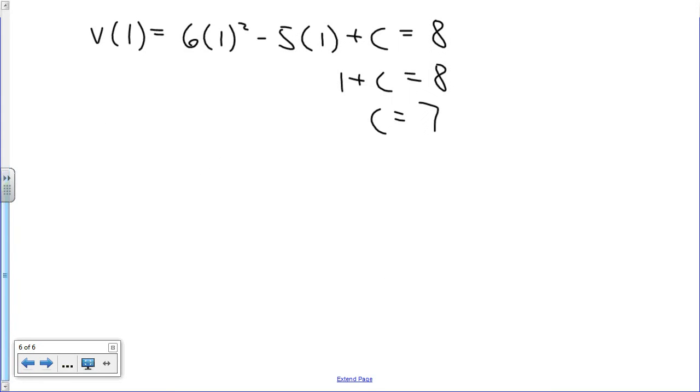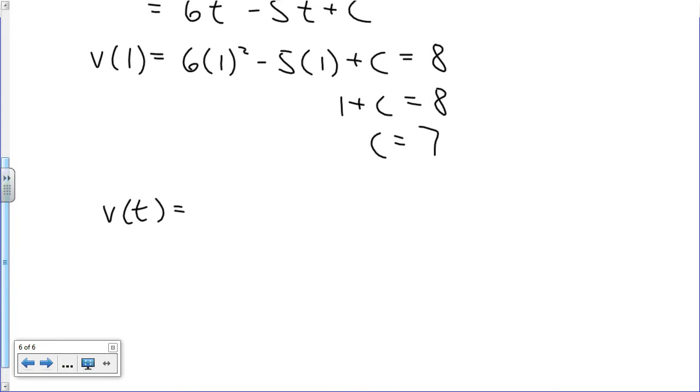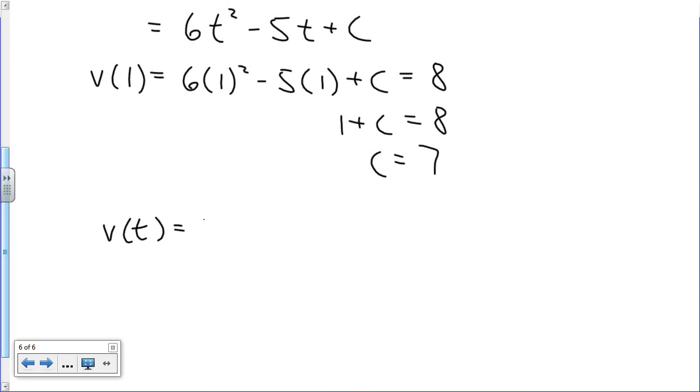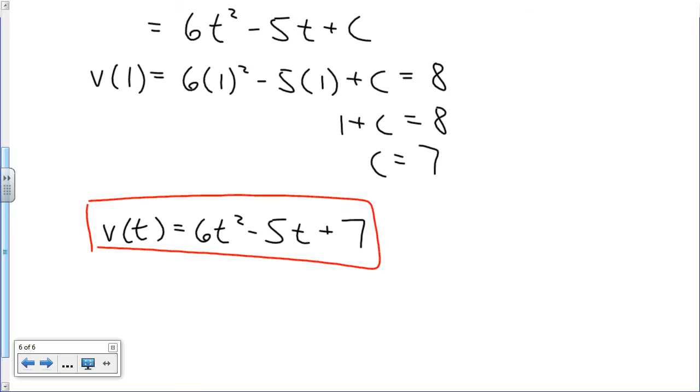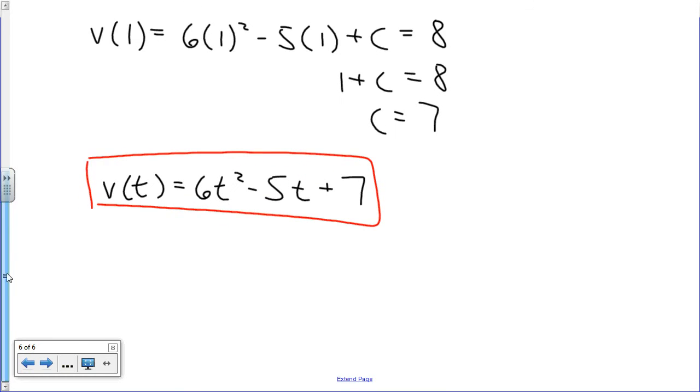So it must mean that my velocity function, v of t, is equal to 6t squared minus 5t plus 7, the value of c we just came up with. There is my velocity function. Now the nice thing about this is you can always go back and check your answer when you find an antiderivative. And the way that you do that is by finding the derivative of the function that you just came up with. So the check here that we're going to do is find out what v prime is equal to given this function for v of t.